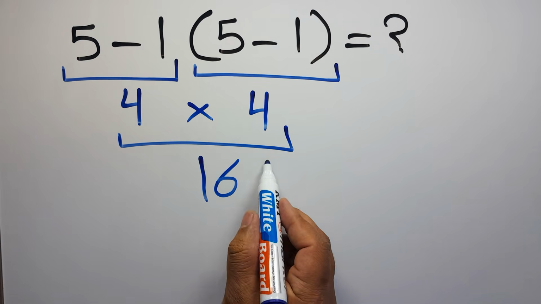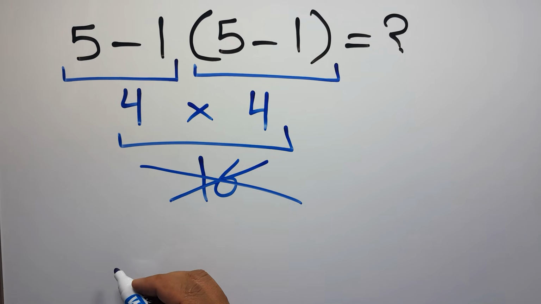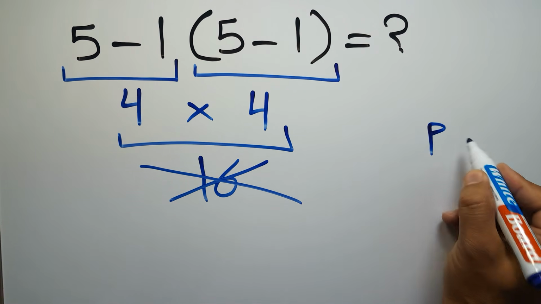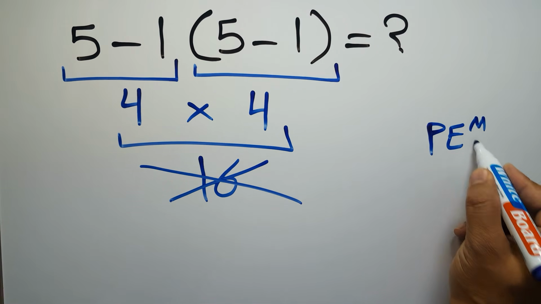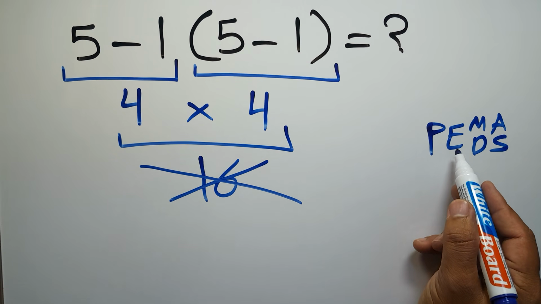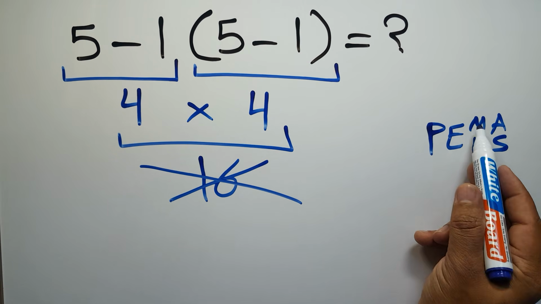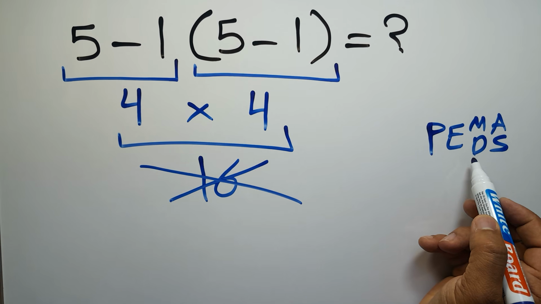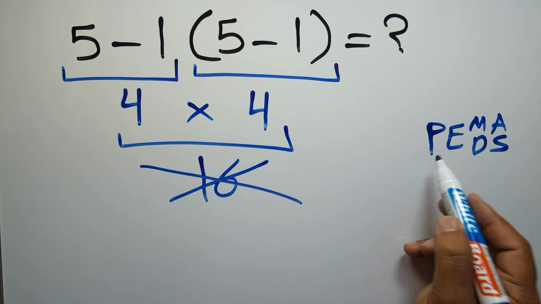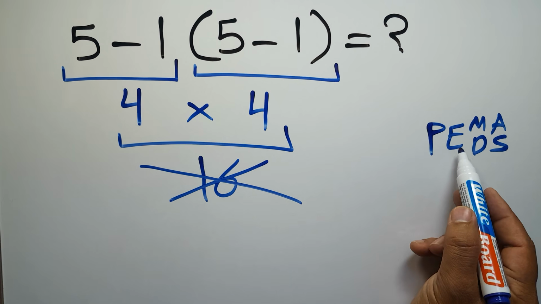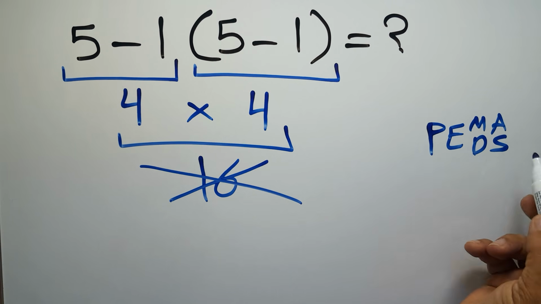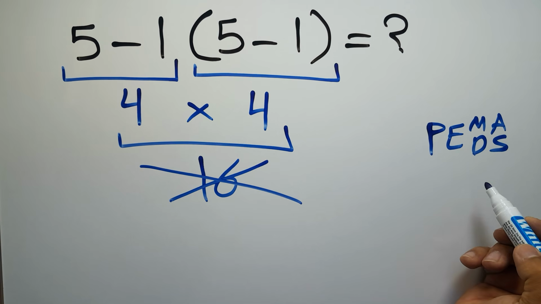But this answer is not correct because according to the order of operations, which is PEMDAS, P stands for parentheses, E stands for exponents, M and D stand for multiplication and division, and A and S stand for addition and subtraction. First we have to do parentheses, then exponents, then multiplication or division, and finally addition or subtraction.